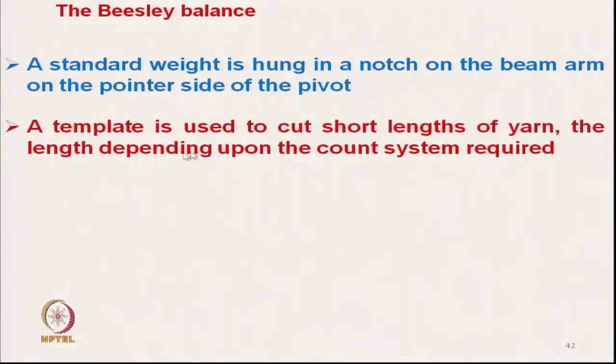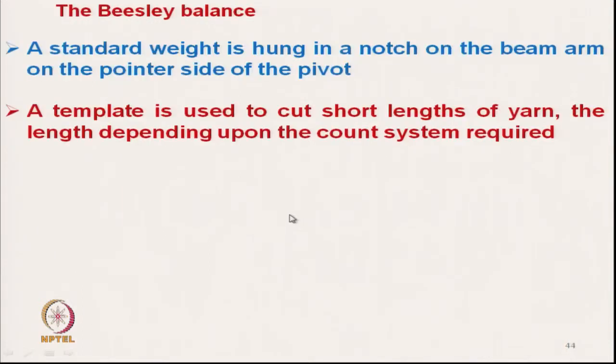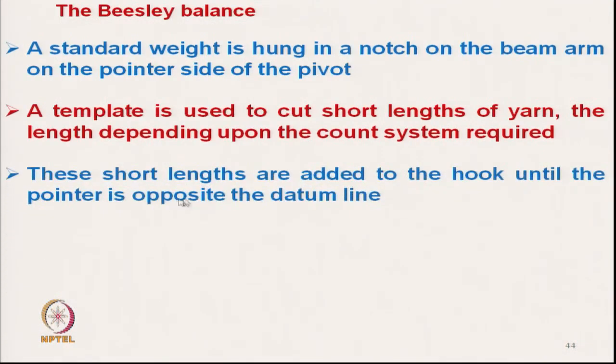Then a template is used to cut a short length of yarn from the fabric. The length depends upon the count system, so for different count systems we have different lengths. Then these short lengths are added one by one to the hook until the pointer is exactly opposite the datum line.